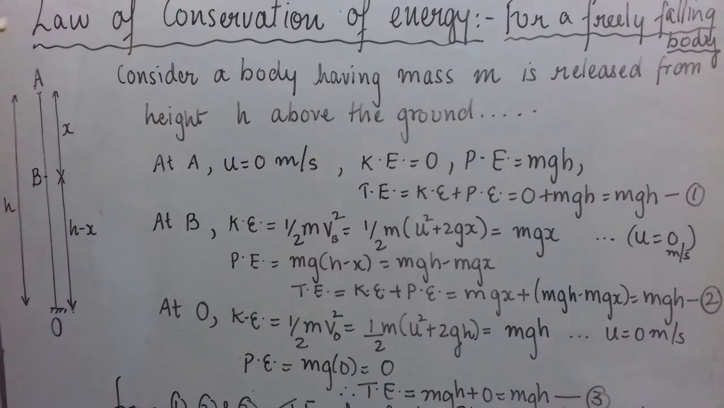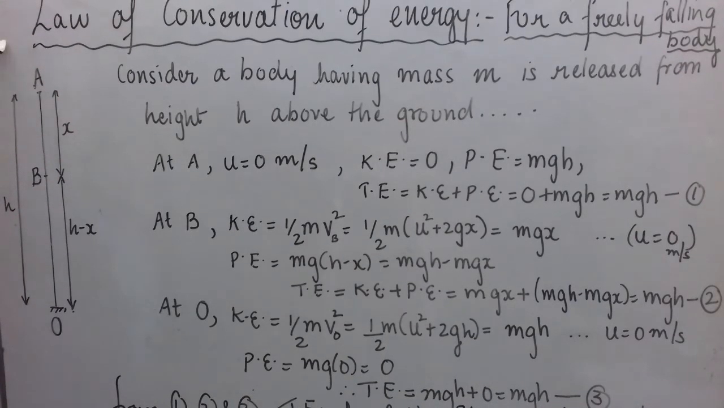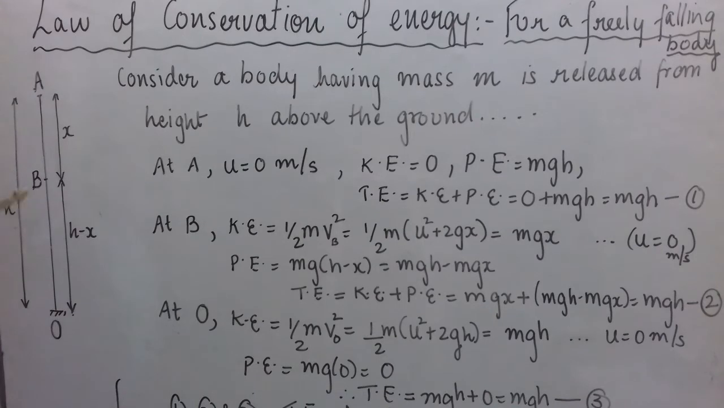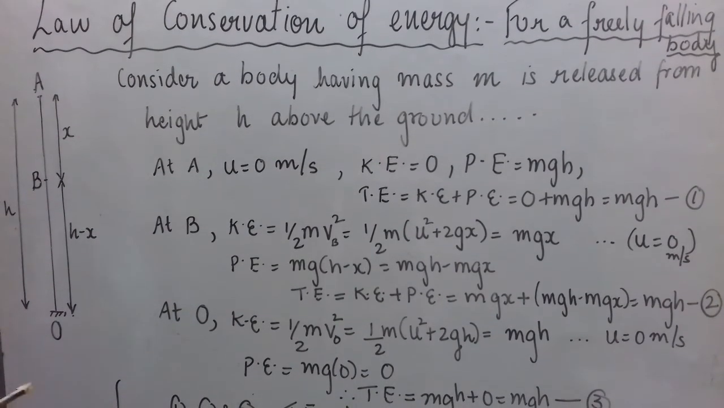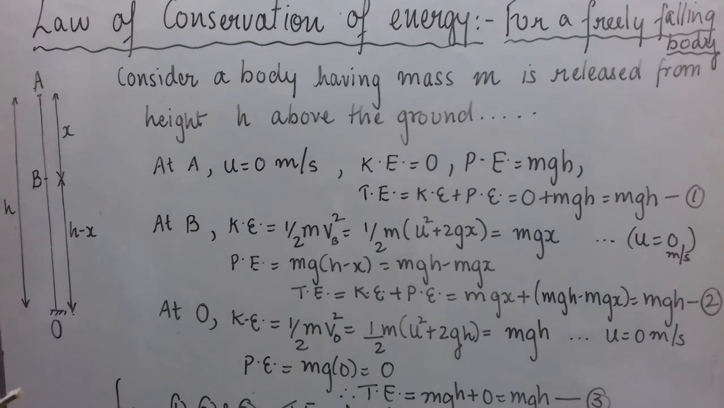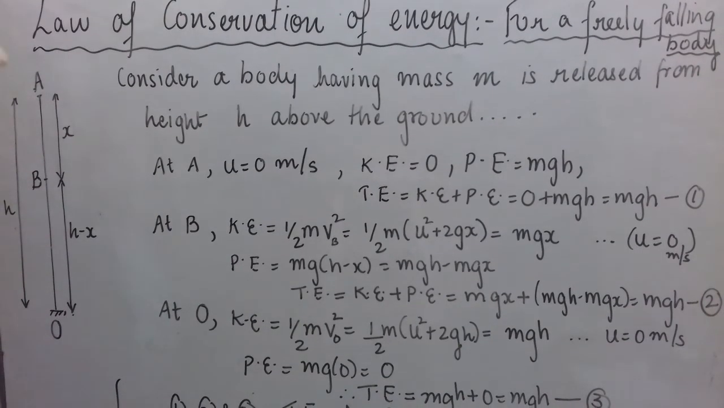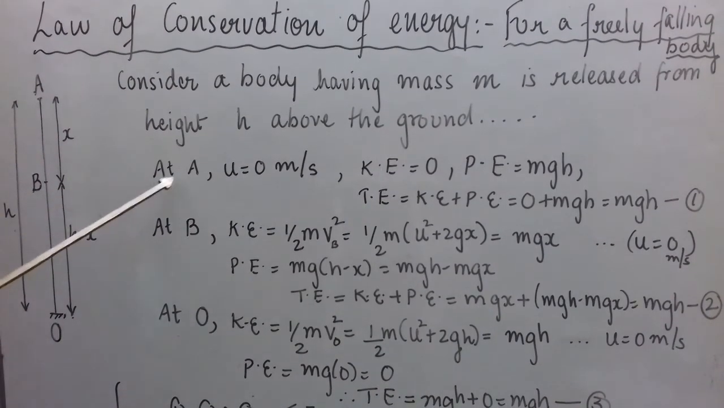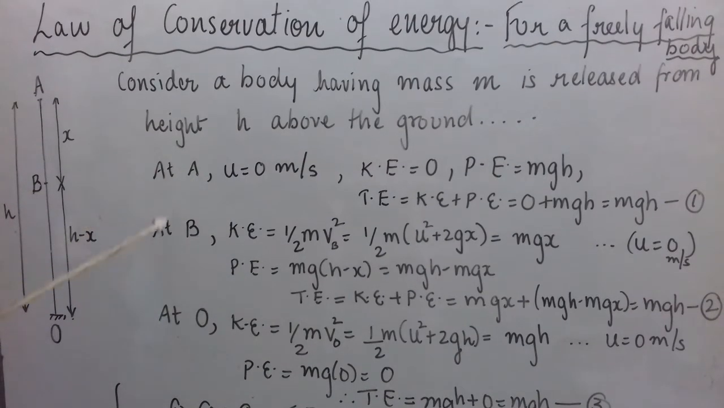So to prove this law, what are we supposed to do? We are supposed to find the total mechanical energy at A, at B and at O, which is a point close to the ground. At these 3 points, if we are able to prove that the total mechanical energy remains constant, then we are proving the law of conservation of energy. So this is our aim, to find the total mechanical energy at the 3 points. I have done it for A, now let us do it for B.